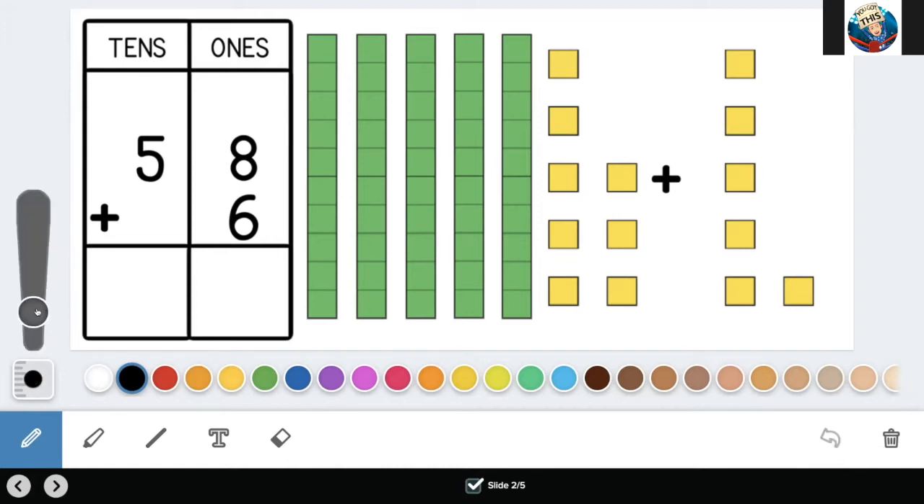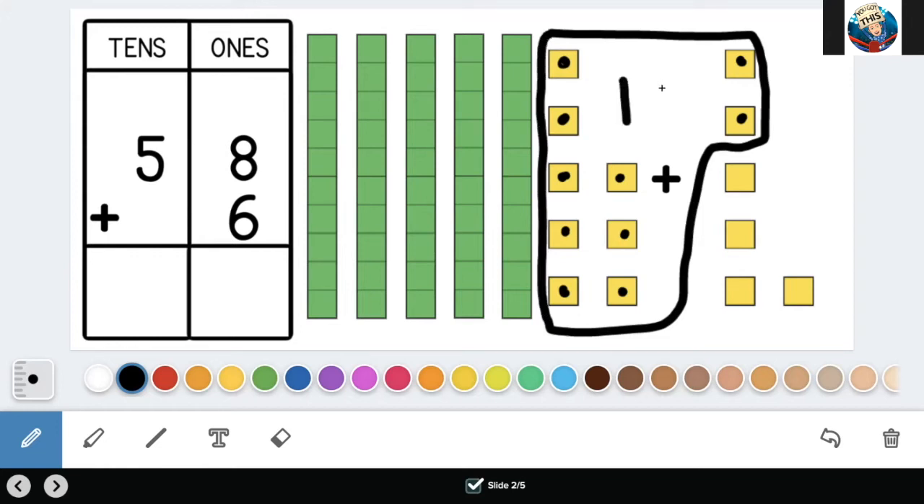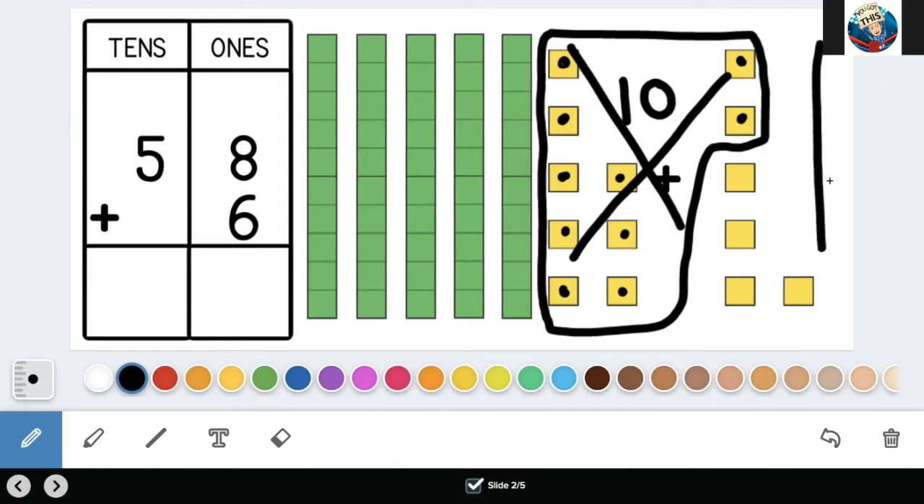To start, I'm going to get my pen size a little bit smaller. I know that I have 1, 2, 3, 4, 5, 6, 7, 8, and I know that I need 2 more to get to 10. So I'm going to keep counting: 9, 10. I'm going to group these up to make a 10, like so. Now I know that this equals 10. Something that I'm going to do now is cross all of this out and label it as a 10, so that I know that I've made a 10 with this group of ones.